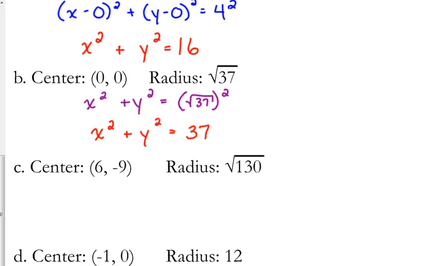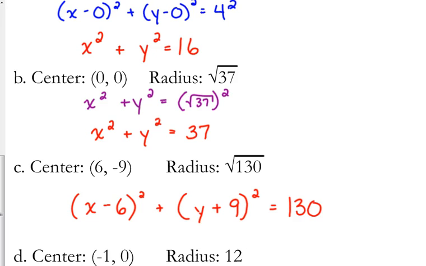Let's look at example C. The center is at 6, negative 9, and the radius is the square root of 130. So our equation is going to be x minus 6 squared plus y plus 9, the signs change, squared is equal to 130, because we square the radius.